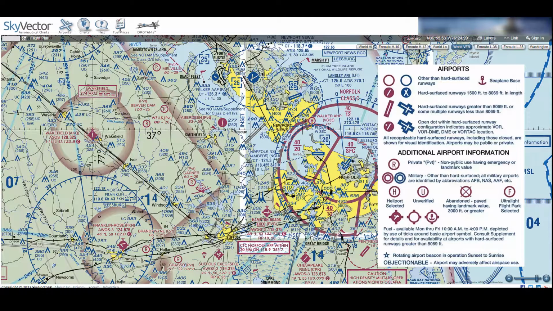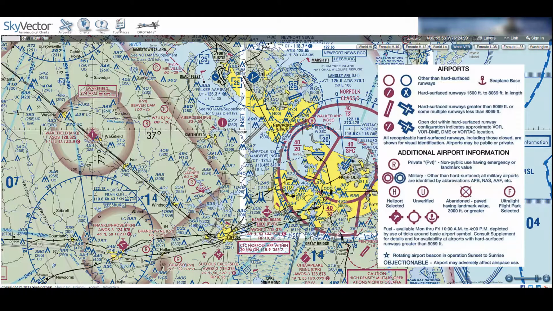Next, we have a number of different symbols for depicting airports. Most will be displayed on the map as colored circles with white lines marking the rough layout of the runways. These are airports with paved runways that are 1,500 feet to 8,069 feet in length. Airports with runways longer than 8,069 feet will be marked with a blue or magenta outline of their runways. Airports with radio navigation aids will also have a white dot at the approximate location of the nav aid.